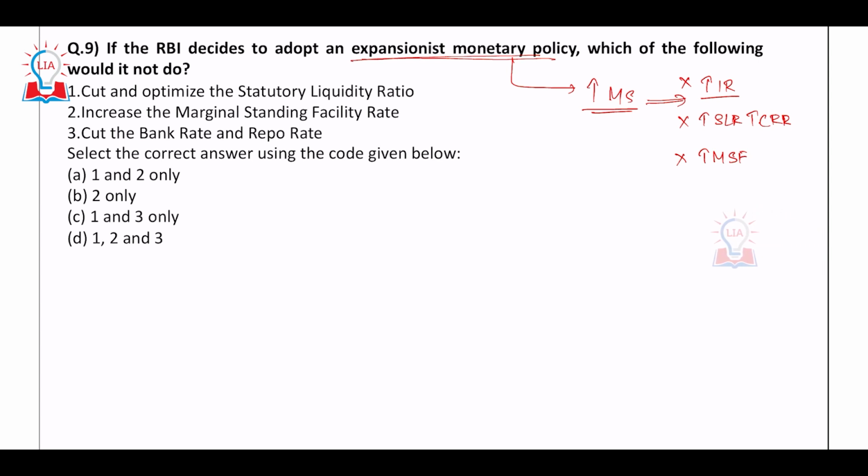So let's see which one fits. Cut and optimize the SLR. You're supposed to do it, right? That is why this would not be the answer. Increase the marginal standing facility. You should not do it. True. Cut the bank rate and repo rate. You are supposed to do it. It's not to do it, so this would be wrong. The answer is 2 only.